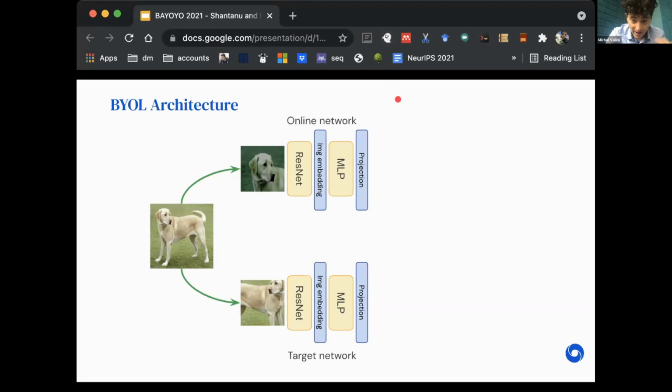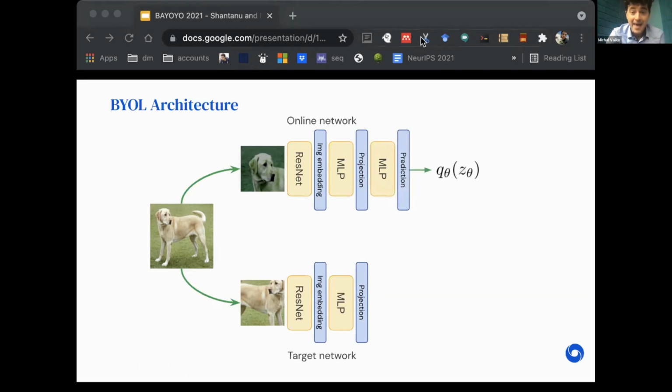So now we project each image, using just a multi-layer perceptron, to some small dimension, and then we try to learn a prediction. From this projection, we use another multi-layer perceptron to predict. And so this is what we do in the online branch, and only in the online branch, where we apply the second predictor to extract this prediction embedding.